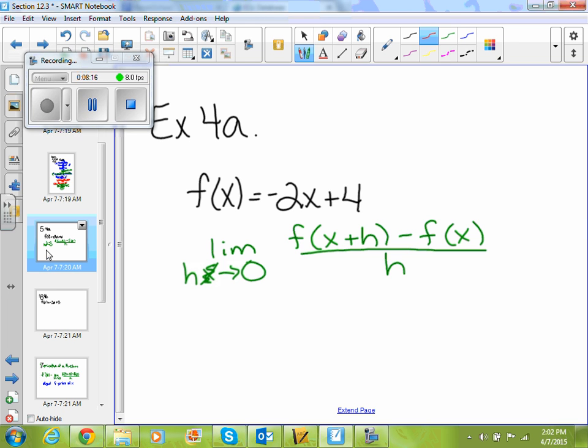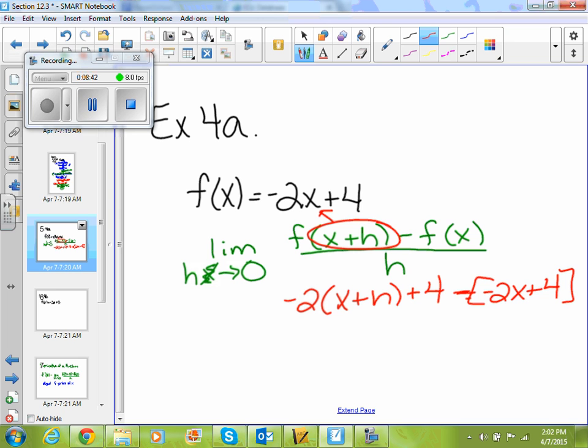Okay, well, f of x plus h tells me to plug in x plus h for x in my function, so negative 2 times x plus h plus 4 is f of x plus h. All you do is replace the x with x plus h. Then we're going to subtract f of x from that, and f of x is negative 2x plus 4. Then we divide the whole thing by h.